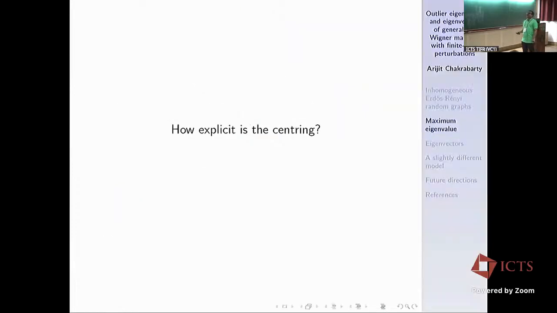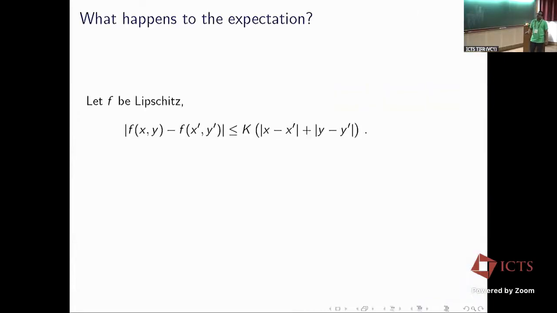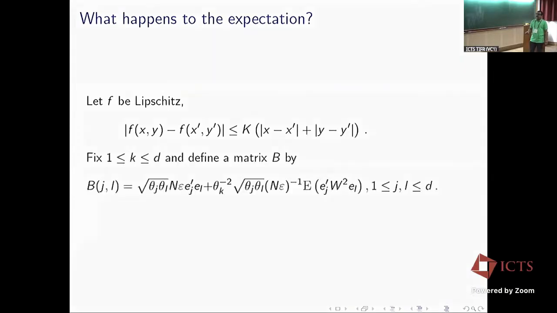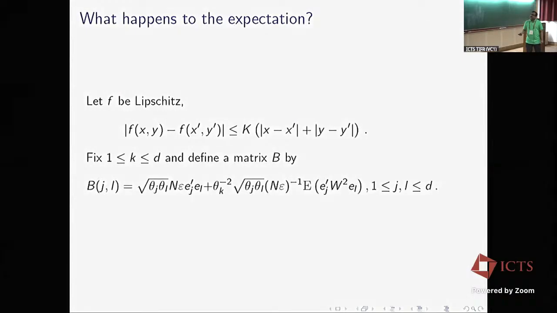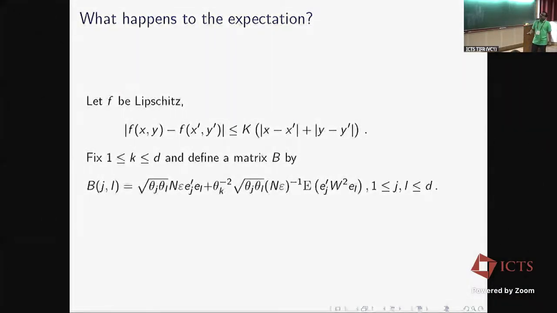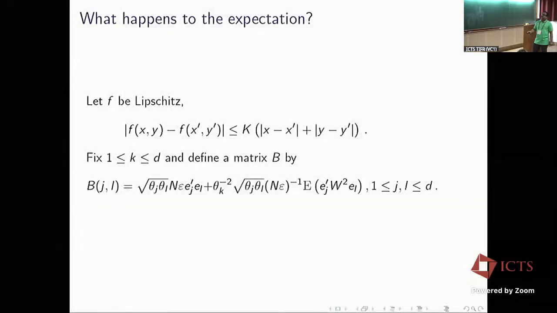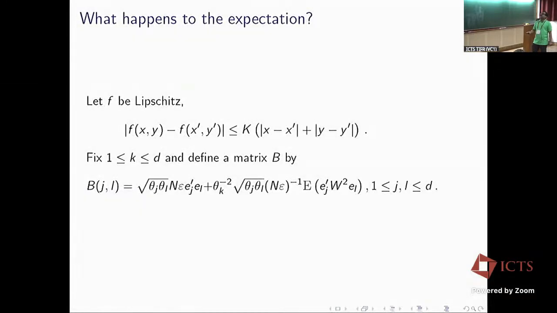Now the question is, how explicit is the centering? That is, we centered by the expectation. Is there a way to understand the expectation better? For that, we had to assume a bit more. We had to assume F to be Lipschitz. Let B be this matrix, where the first term is something we have already seen, n epsilon epsilon j prime epsilon n, and the second term essentially comes from the second term in the expansion.